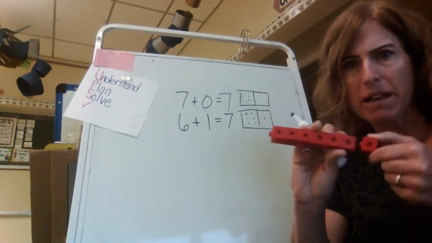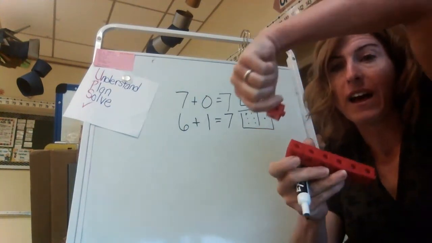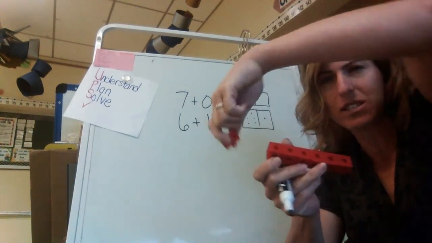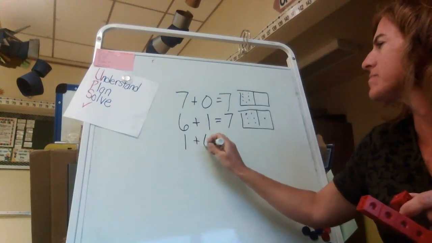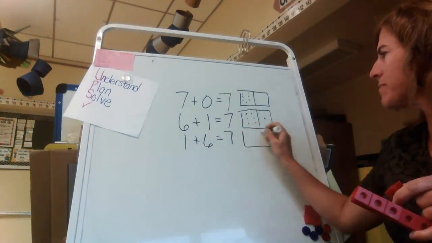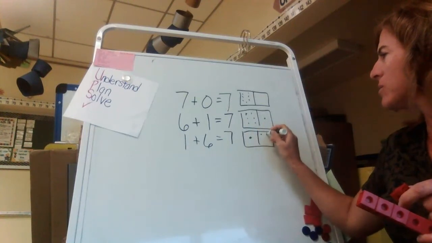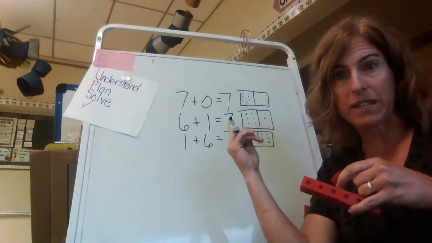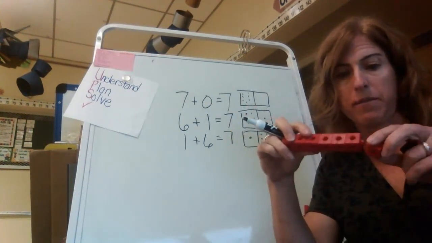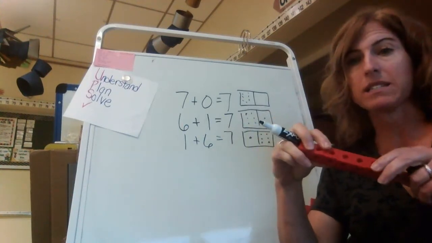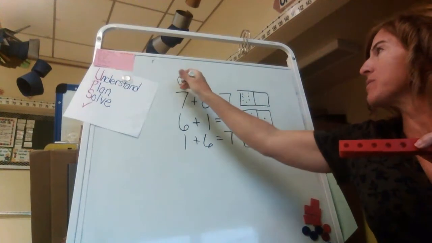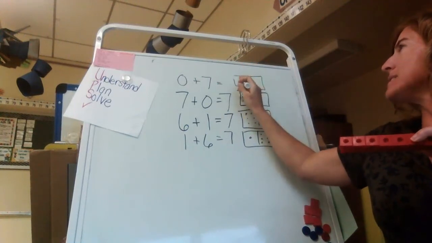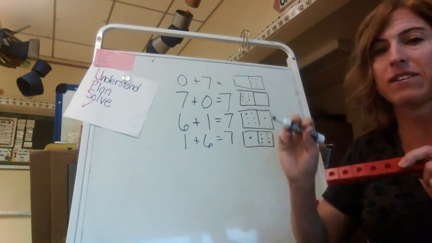But wait a minute, what about that abracadabra fact? That's right, I could have a domino that has 1 dot on this side and 6 dots on this side. It's still going to equal 7. I still want to record that domino to show how I figured that out. Will 7 plus 0 have a different way to record it? Absolutely, because that's an abracadabra fact too. I can turn these around and show 0 plus 7.